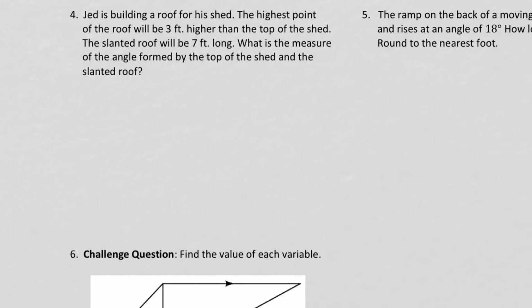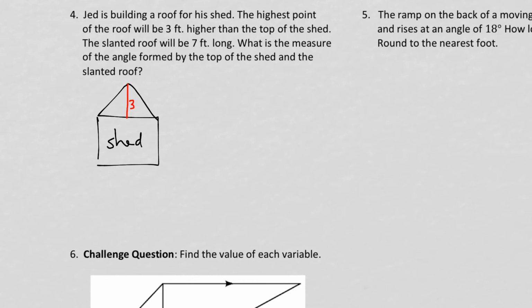Okay, number 4. Now in this case, you have a little bit of a word problem, so you're going to want to draw a picture of what it's saying to then understand what's going on. So it says, Jed is building a roof for his shed. The highest point of the roof will be 3 feet higher than the top of the shed. So at this point, let me first draw that. So here's a shed. And he's going to add a roof to it, something like this. And what it's saying is that the highest point of the roof will be 3 feet higher than the top of the shed. So this is going to be 3 feet higher here.